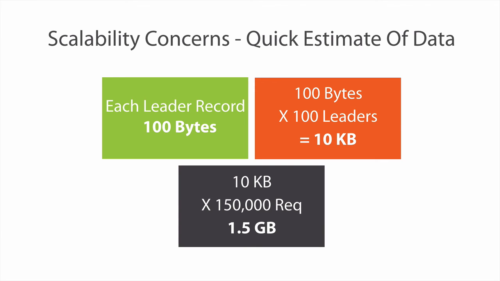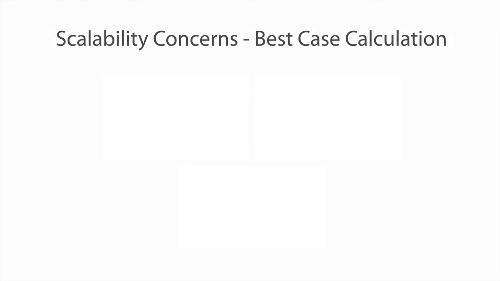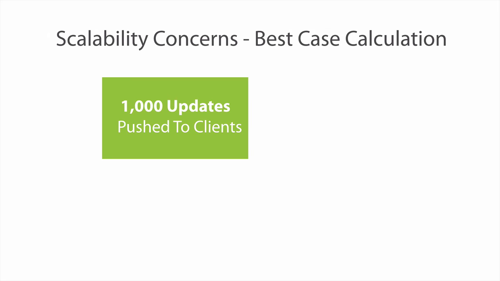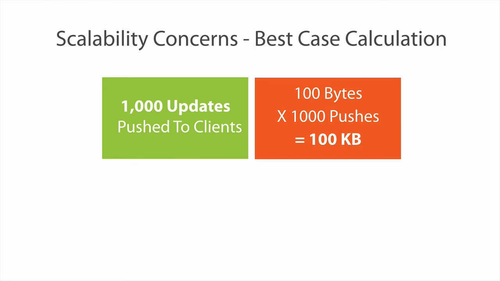Okay, now let's consider the number of requests and the data transmitted under the best case scenario. In the best case scenario, we wouldn't have any requests. The clients would just be notified when a change occurs. So 1,000 notifications, or one for each user. And the clients wouldn't receive all 100 leaders, they would just receive the single change, or 100 bytes. So the total data transmitted would be 100 bytes times the 1,000 clients, or 100 kilobytes.